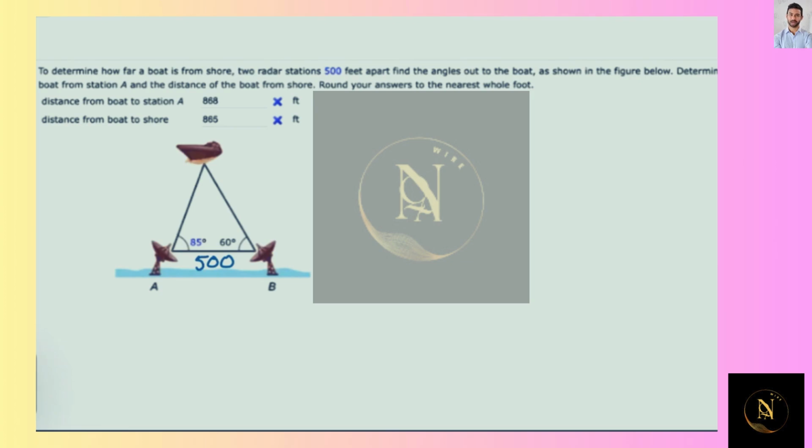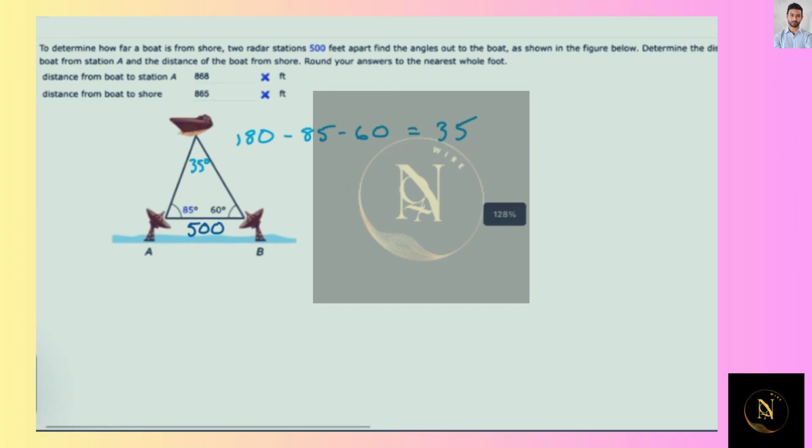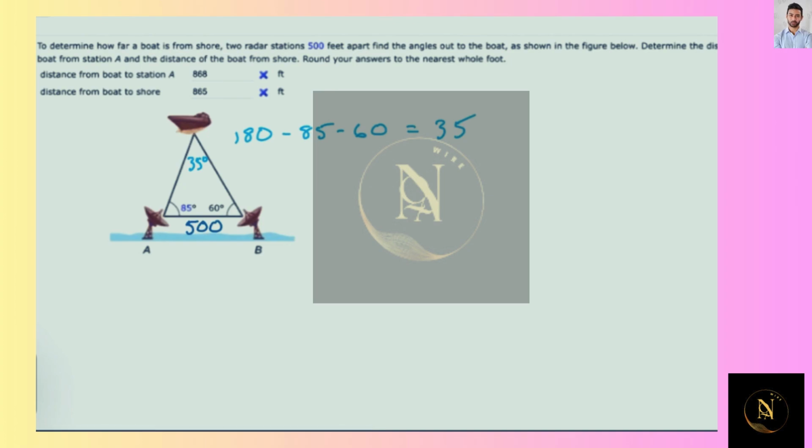So let's figure out what this third angle is. We know all three angles have to equal 180. So we could do 180 minus what's given, the 85 and the 60. So 180 minus our 85 and minus our 60 gives us 35. So let's throw a 35 in there. Okay, perfect.